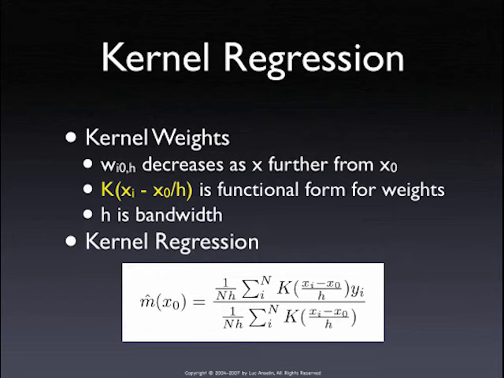Their weight is determined by this kernel function k. A kernel function is like a probability distribution. It's very similar. It gives lesser weight as you move further away from the focal point, and it adds up to 1. It's symmetric, so both sides of the focal point get equal weight. You just stick the difference between the focal point x naught and xi into that function, and out comes a weight.